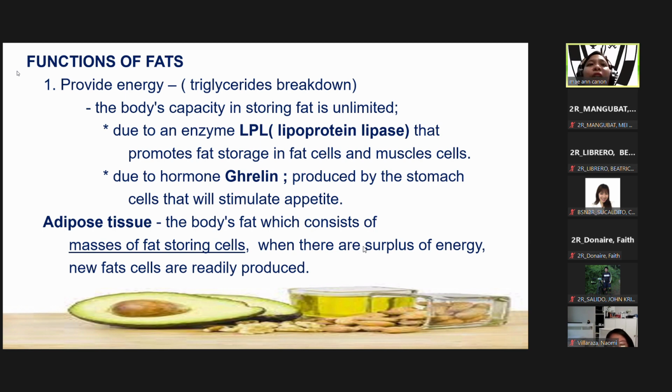First is to provide energy. So we have adipose tissue, the body fat, which consists of masses of fat-storing cells. When there is a surplus of energy, new fat cells are readily produced. So the advantage of having a lot of adipose tissue, class, is that you do not easily feel cold. Okay? Our breast, especially in females, is composed of many adipose tissue.